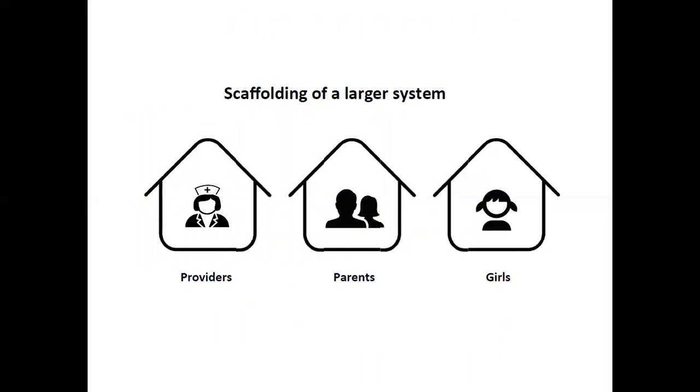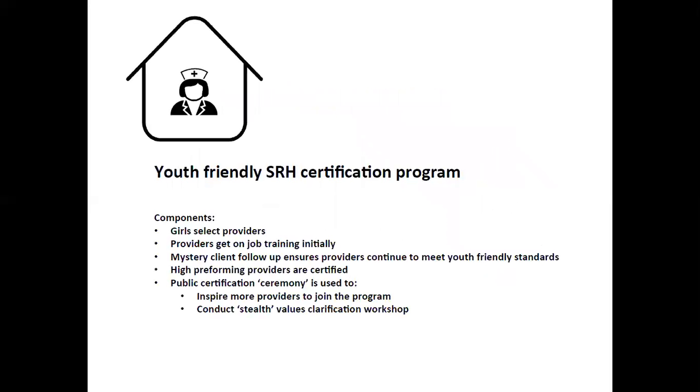Let me share with you a brief overview of the concepts we are working on at the moment. We are working on three larger concepts that address the girl and who we've come to understand as the most crucial influencers of this girl, the parents and the providers. To start with the provider, we are testing this concept of a youth-friendly SRH certification program for providers. The components within that concept are using girls to actually select providers, providing on-job skills building to these providers who have been identified by girls, and then certifying the best performing providers, and doing value exploration to inspire more providers who are less positive to girls.